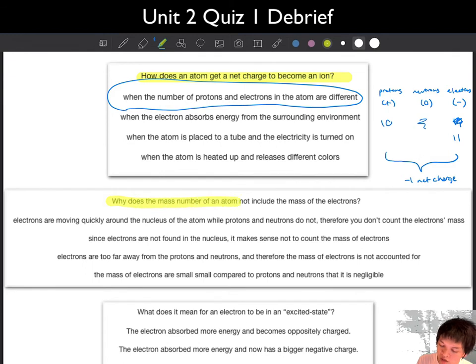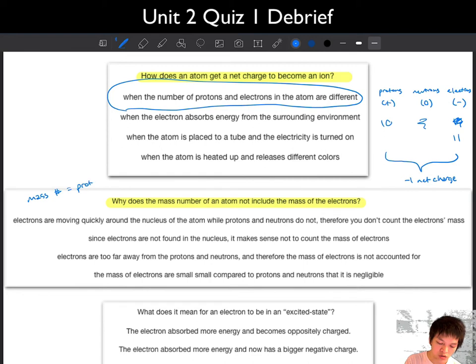Why does the mass number of an atom not include the mass of electrons? Right? Mass number is equal to protons plus neutrons. Have you ever thought about why? Why doesn't it include the electron? The electron is part of the atom, right? Well, if you read from the reading, you should know the relative size of protons, neutrons, and electrons.